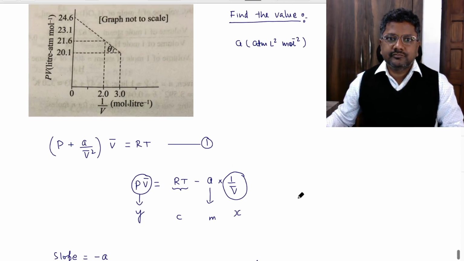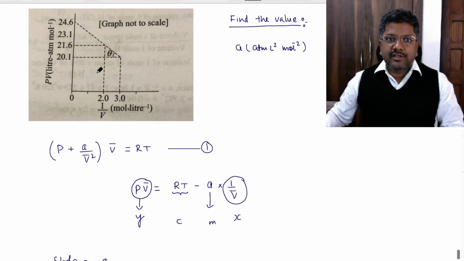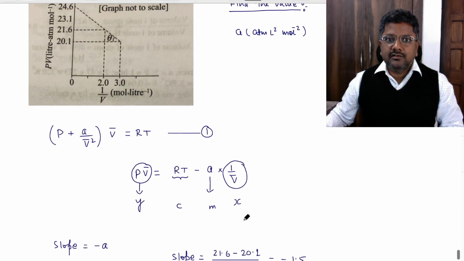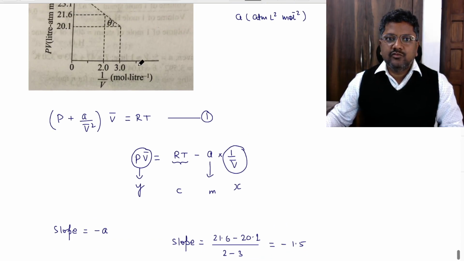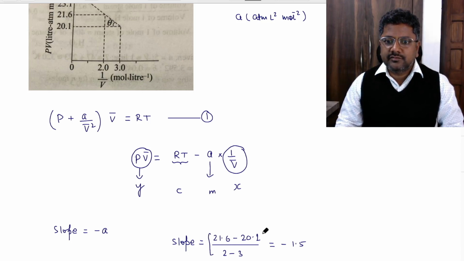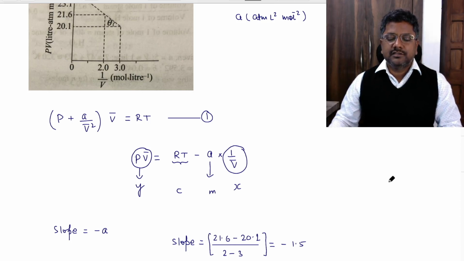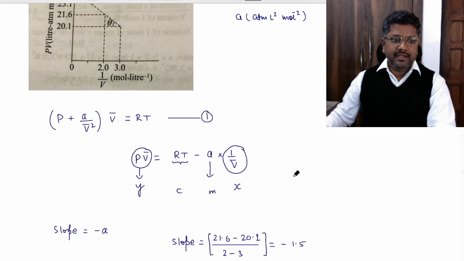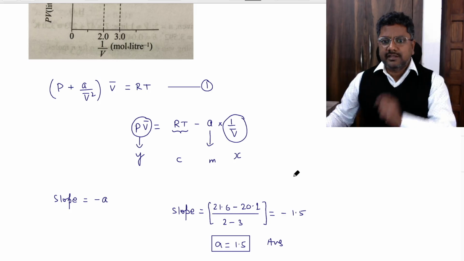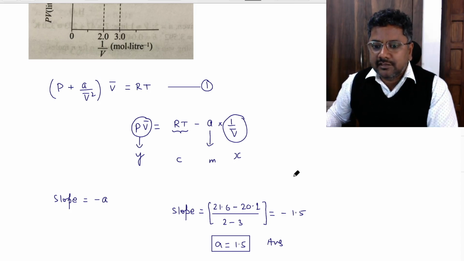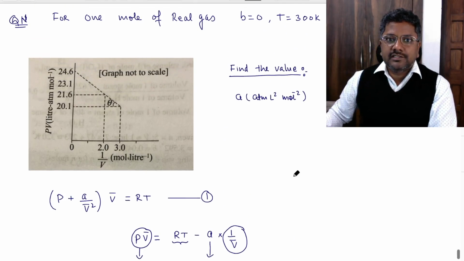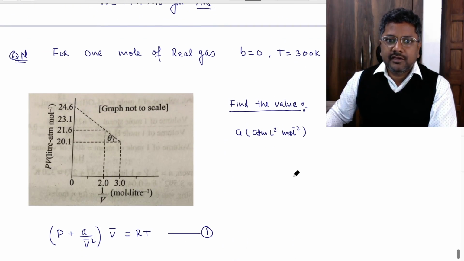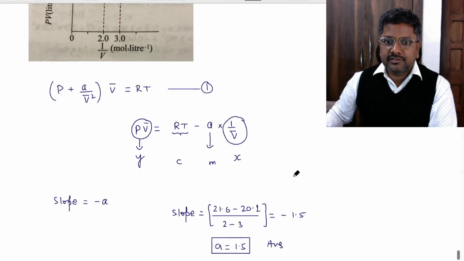See, 21.6 minus 20.1 and 2 minus 3, right? So by this we can calculate this value of A, right? So in this way you can determine the van der Waals constant if a graph is given, right?